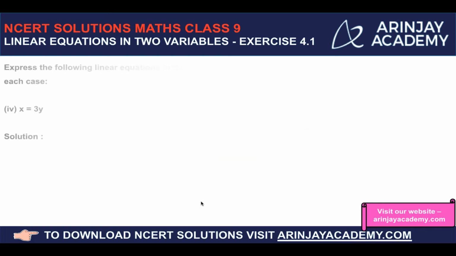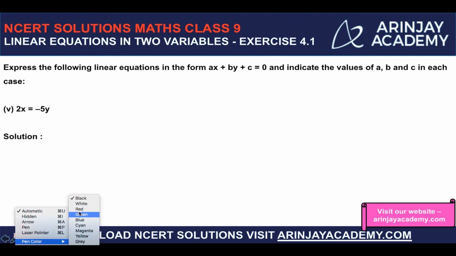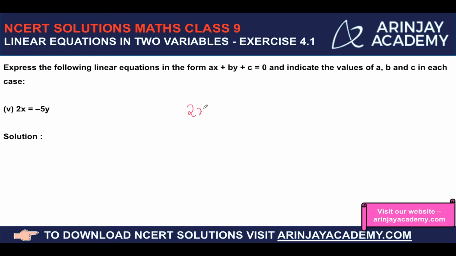Moving on to the fifth part of this question. You have 2x is equal to minus 5y. Move it to the left side of the equation. You can get 2x plus 5y is equal to 0.